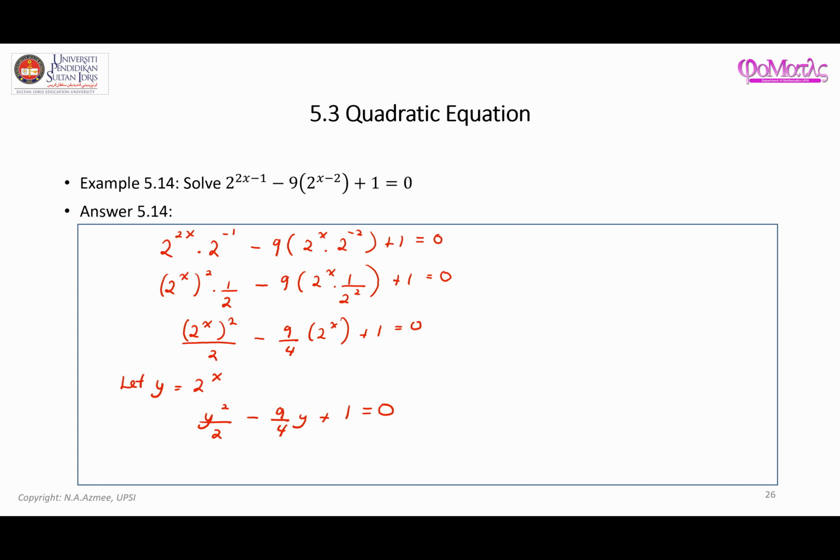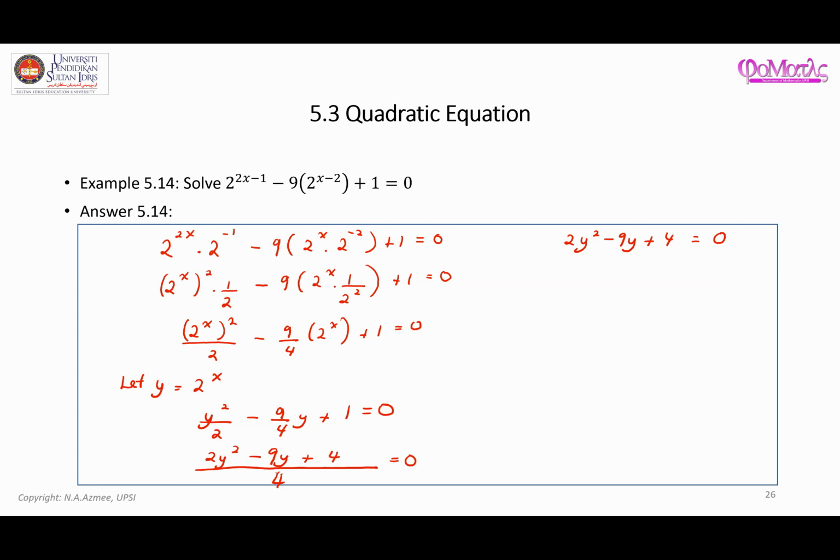So based on this, I can see that you can simplify it further. So let's say you consider denominator 4. So 4 over 2 is 2, so 2y squared minus 9y plus 4 is equal to 0.